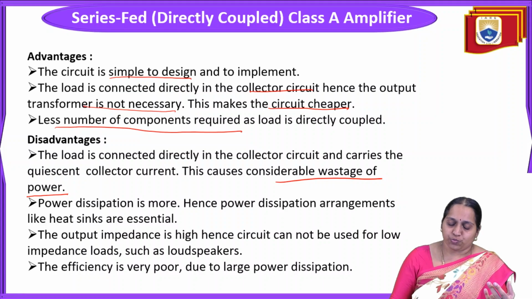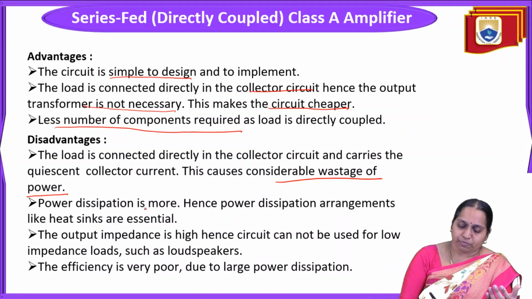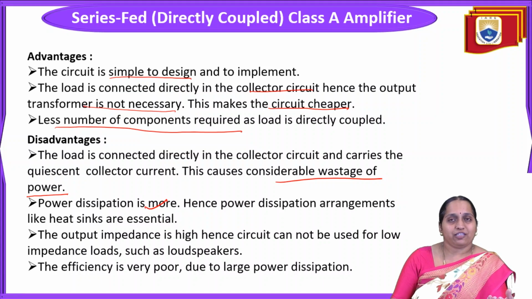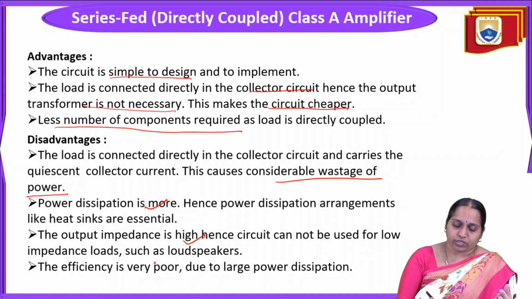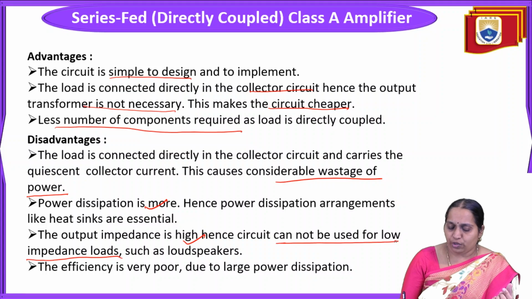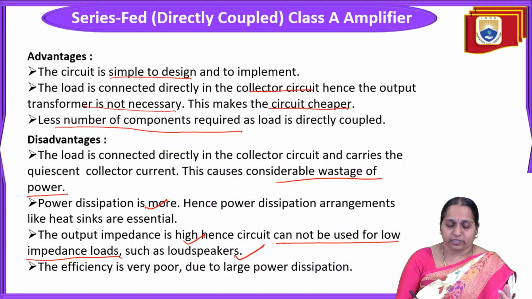Next, power dissipation is more. The second disadvantage is that power dissipation is more, so power dissipation arrangements like heat sinks are required in a series fed class A power amplifier. Output impedance is high, hence the circuit cannot be used for low impedance loads such as loudspeakers.